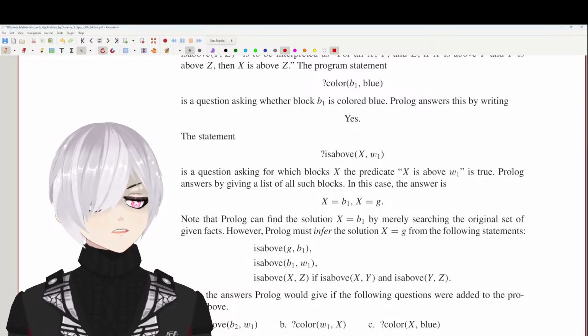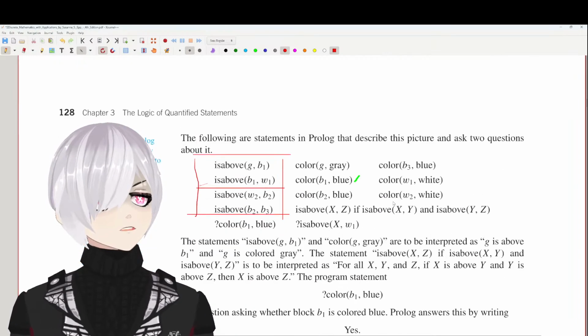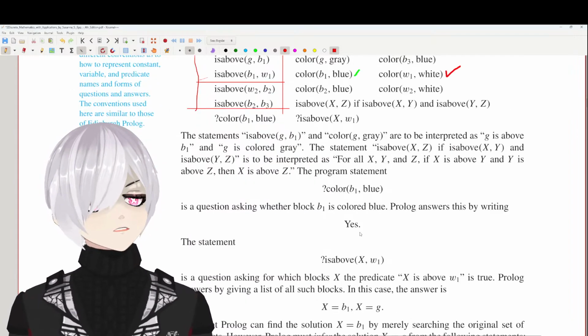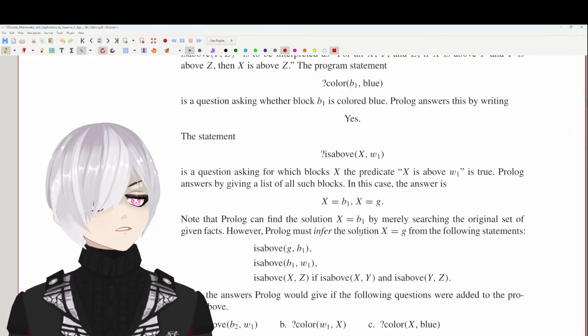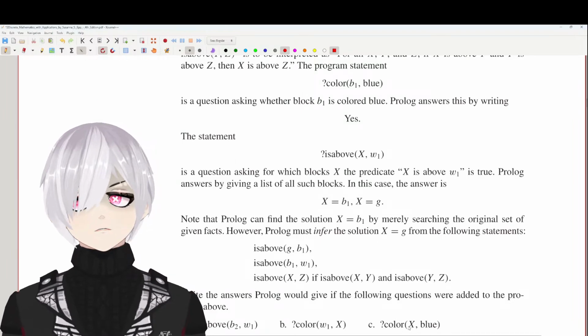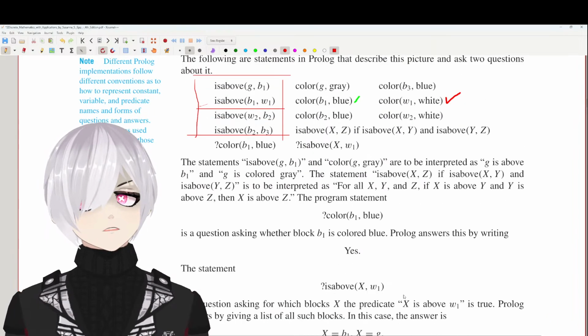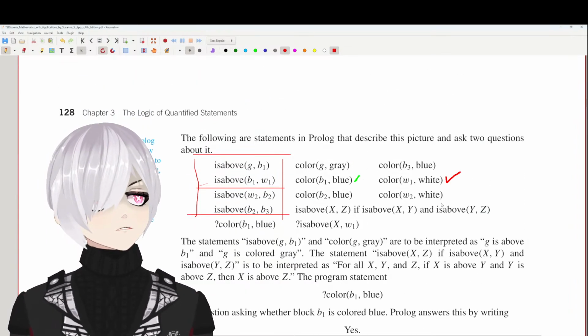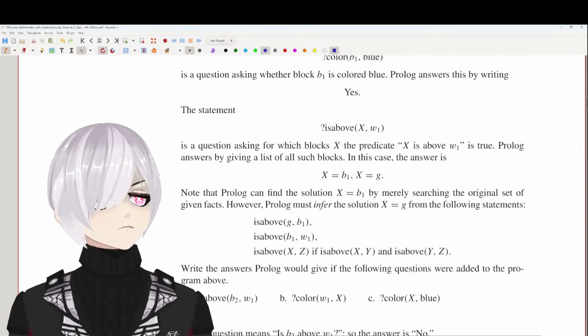Color. What color is W1? Well, we could just look it up. W1 is white. And then color X in blue. So what objects are blue? You could also look that up. B3, B1, and B2. Let's see what it says.